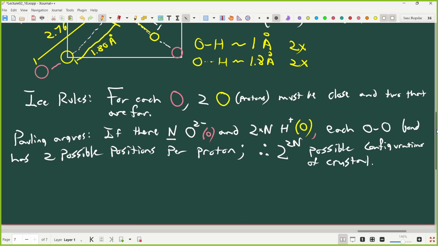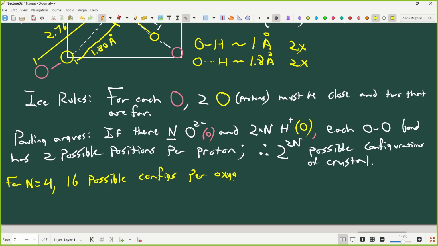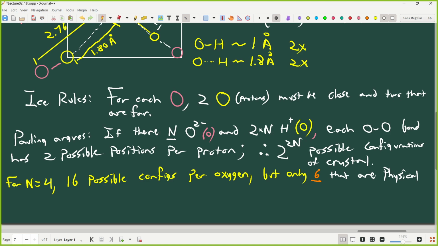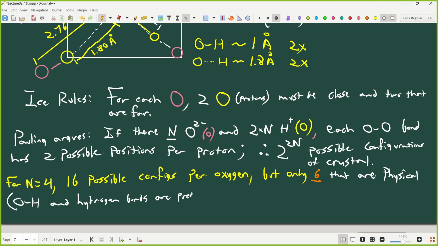Okay, so now we look at just a system of 4 oxygens. So for N equals 4, there are 16 possible configurations per oxygen, but only 6. And I won't argue why there's only 6, but Pauling determines there are only 6 possible that are favorable, that are physical. What I mean by physical is that the OH bonds and the hydrogen bonds are preserved. There's a bunch of different ways to arrange oxygens and hydrogens together that don't give you OH bonds of 1 angstrom and hydrogen bonds of the right length. You can put them in a bunch of random arrangements that don't make any sense. So there's only 6 that make sense, it turns out.